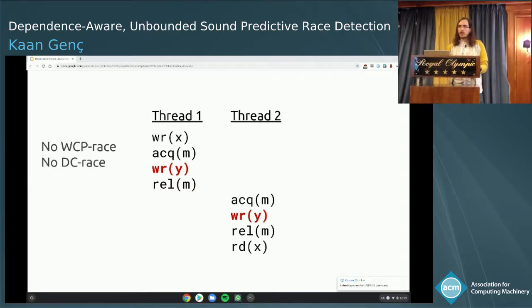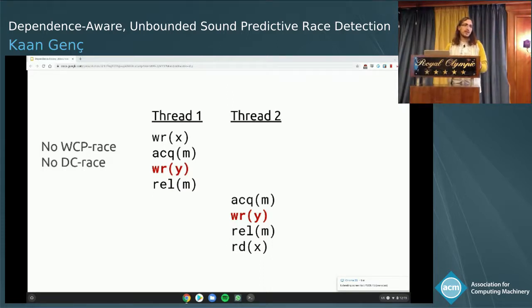But what I'm going to argue is that that's not entirely true. Because these are both writes to Y. While both of these threads are writing to Y, there are no reads of Y. Nobody is reading what we're writing to Y. So it doesn't really matter which of these critical sections executes first and which executes last. Nobody's going to read Y. It doesn't actually change anything in the execution.